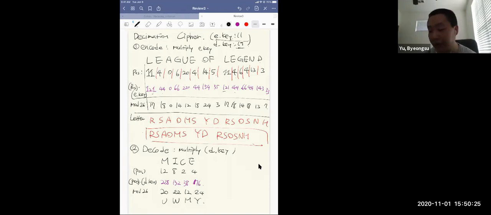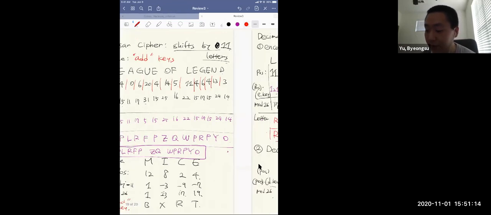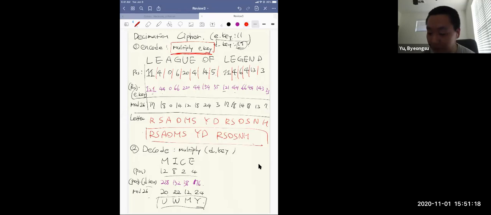Oh, sorry. So what I did in decimation cipher to decode it is just write down the position and multiply by the decryption key, which is 19. Then mod out by 26 to get these numbers, these letters, right? So the difference between the Caesar cipher and decimation cipher is that in case of Caesar cipher, we just add or subtract to get the decoded. So in this case, encode is just add keys, and decode is just subtract key. But in decimation cipher, encode is just multiply by the encryption key and multiply by the decryption key for decode, right?